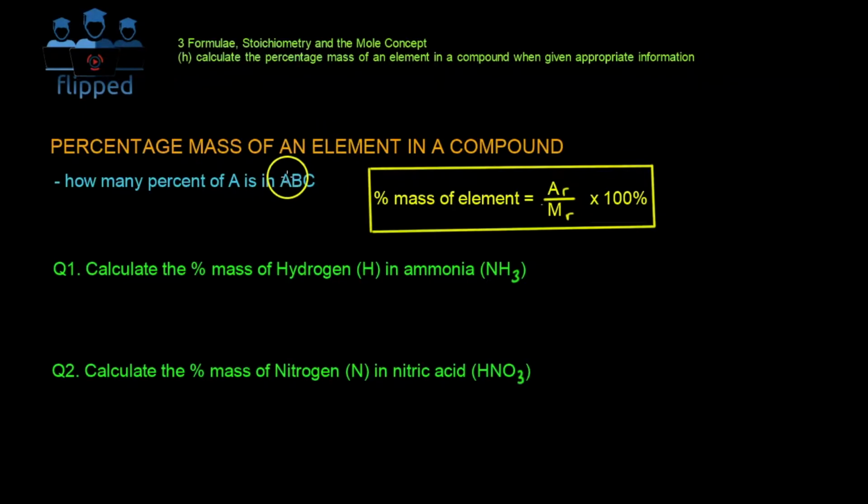So today we are on percentage mass of an element in a compound. Basically, if we have a molecule ABC, we want to know how many percent of A is in ABC. This is the formula: percentage mass of element equals AR over MR times 100%.